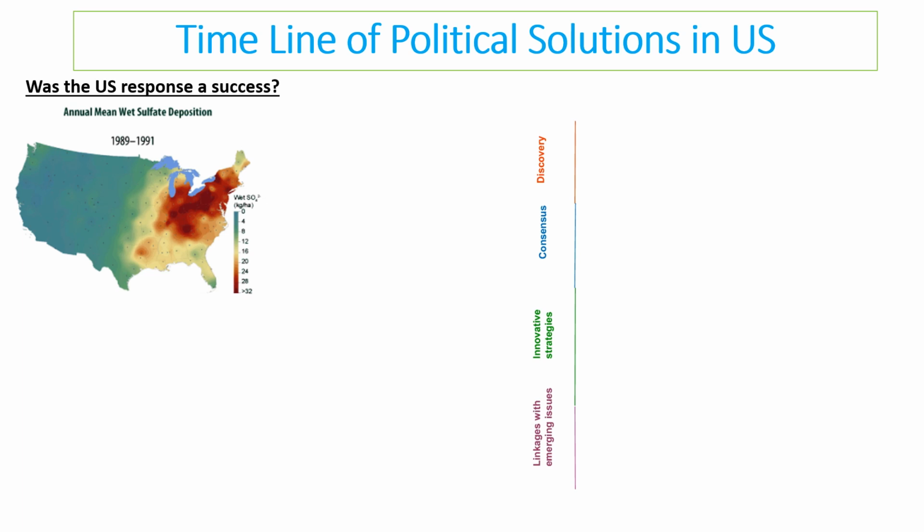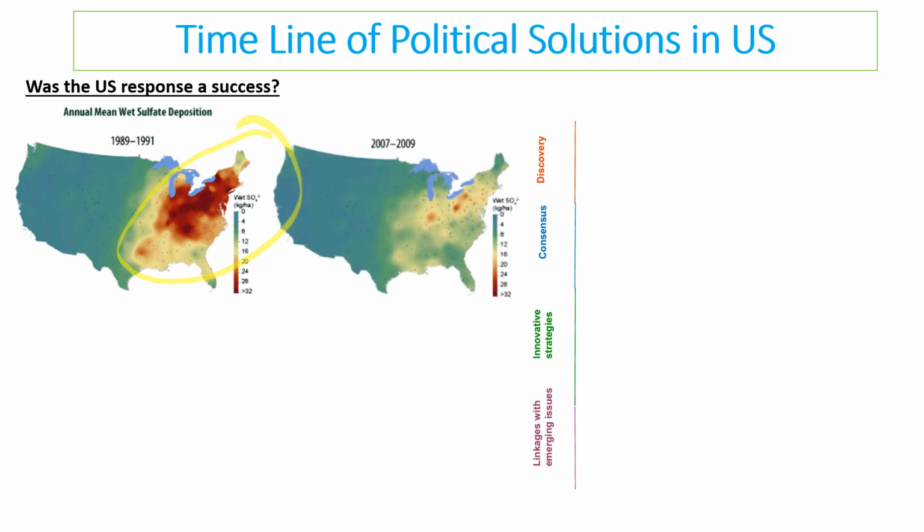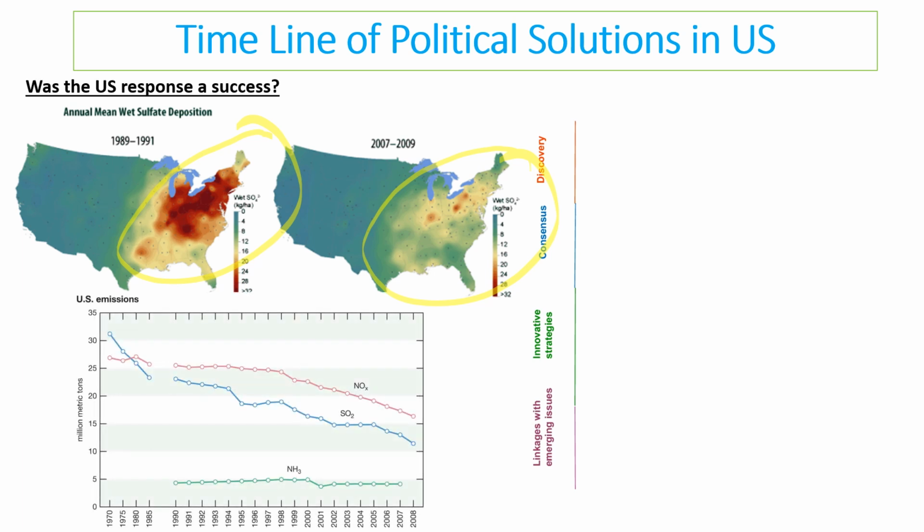So here you can see the amount of acid or sulfur dioxide emitted in the US was significantly high in the more industrial areas on the East Coast, and that was in 1989 to 1991. By the year 2007, that had massively decreased, so the American response was a success in that respect. You can also see here in the US emissions how things decreased.